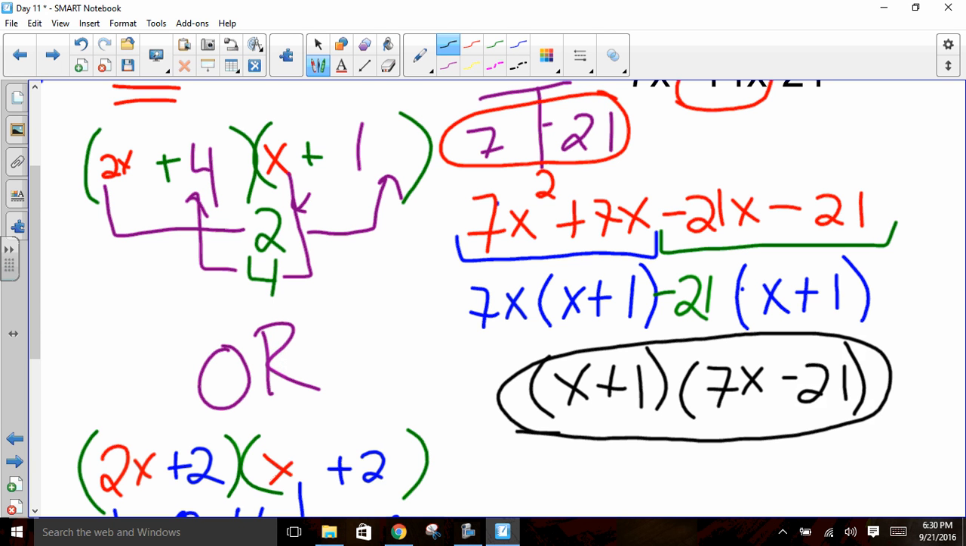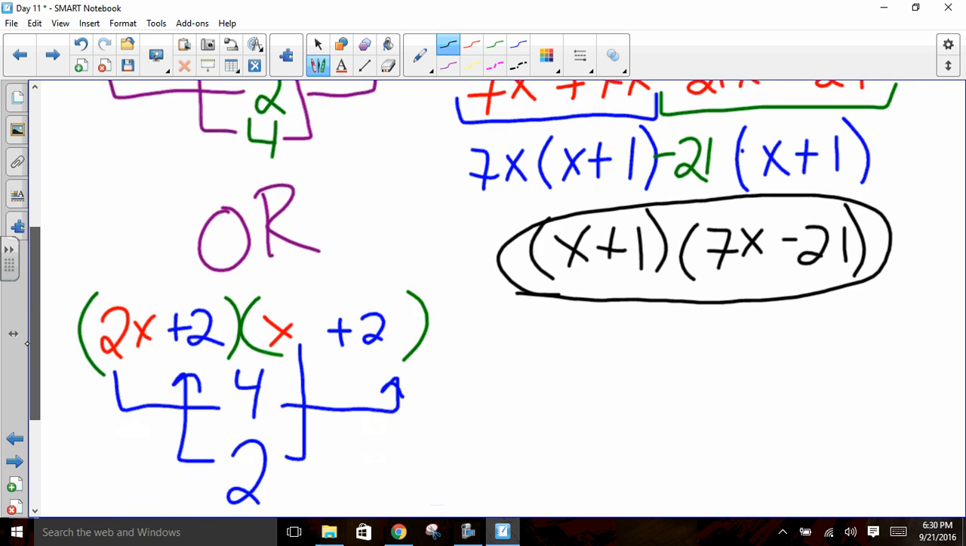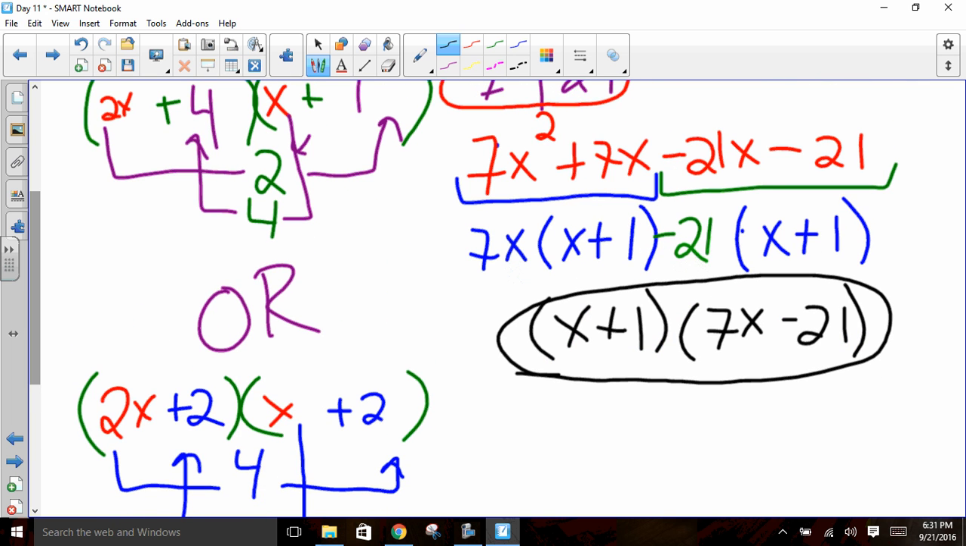Now again, say you like T-method and you did that first one T-method. Remember how I said there's two different ways to do it? You can have a couple different answers. It'll still get to the same thing in the end.